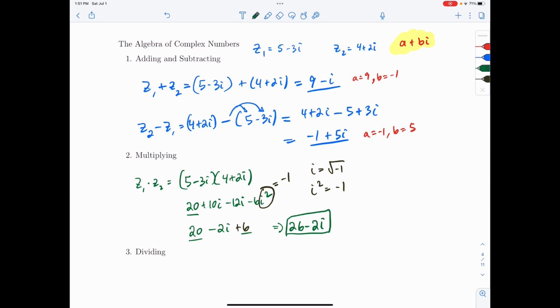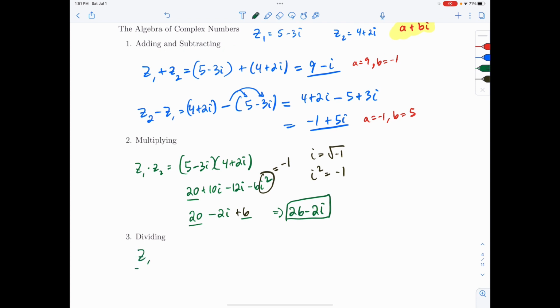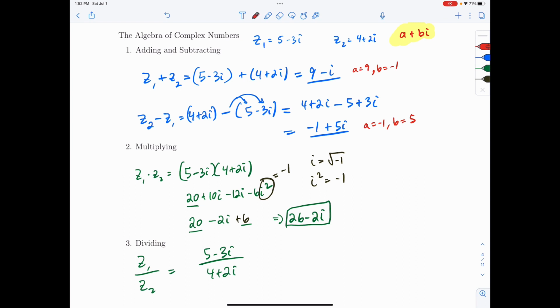All right, lastly, I'm going to divide these complex numbers. So z1 divided by z2. We're going to have 5 minus 3i divided by 4 plus 2i. So again, I want this to end up in a plus bi form. So what we have to do is we need to get the i out of the denominator, and I do that by multiplying by the conjugate. Remember, the conjugate is just the same two terms here in the denominator, but I change the operation. So because it's a plus originally, I'm going to multiply by minus. If it was minus, I would multiply by plus.